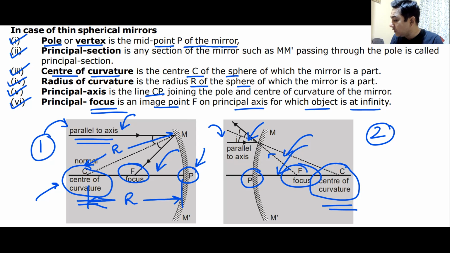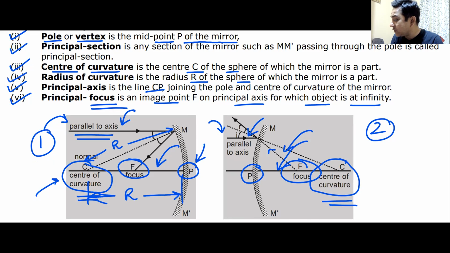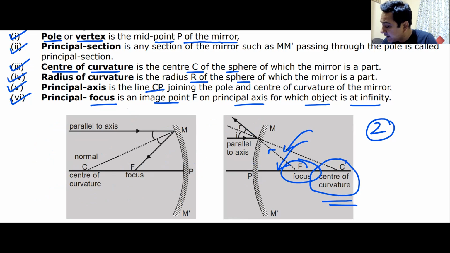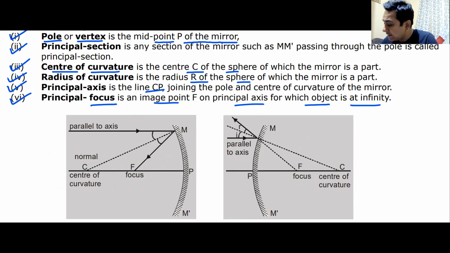You will have to draw the parallel rays of light so that you understand that when the rays of light are parallel, they are coming from infinity. I have rubbed everything from the diagram so that you can draw them nicely. Definitions you may not write, but you have to remember them. If you can draw the diagram correctly, that means you have understood the definition also.